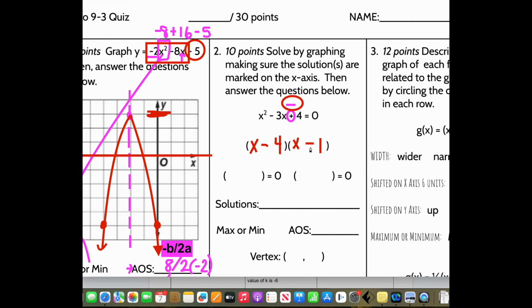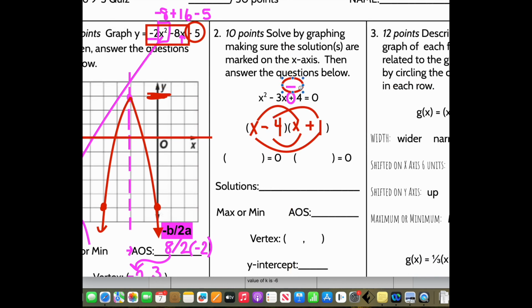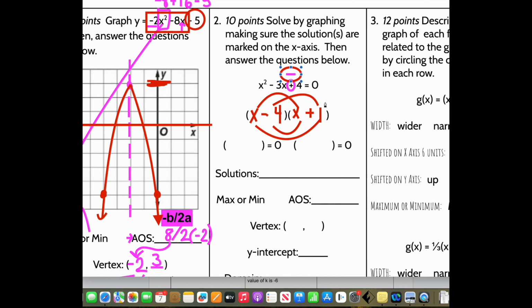Let's just double check that. X times x is x squared. Negative 4x and positive 1x would give us the negative 3x, and then negative 4 times 1 would give us the negative 4. So make sure you change that to a negative sign.